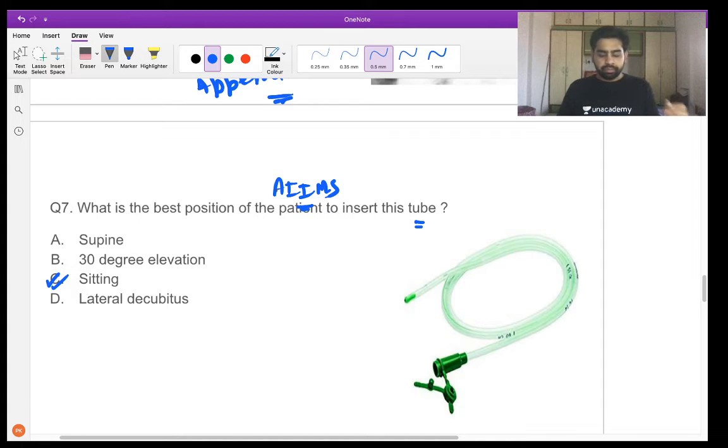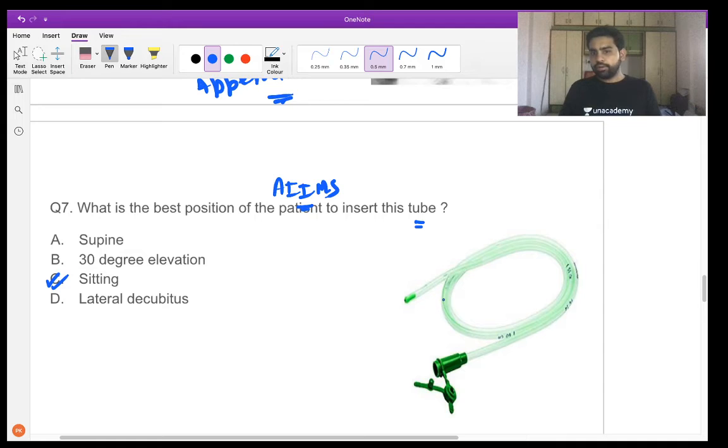Now if I ask you, how do you calculate the length of the Ryle's tube? It is calculated by measuring the distance from the tip of the nose to the tragus, and from the tragus to the xiphisternum. So the length of the Ryle's tube is calculated by measuring the distance between nose to tragus and tragus to the xiphisternum. And this gives you the length of the Ryle's tube which you have to put in the patient. Okay, right, these are the things about the Ryle's tube.